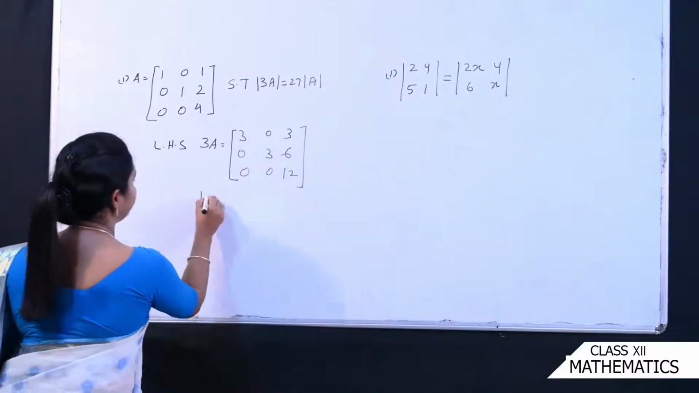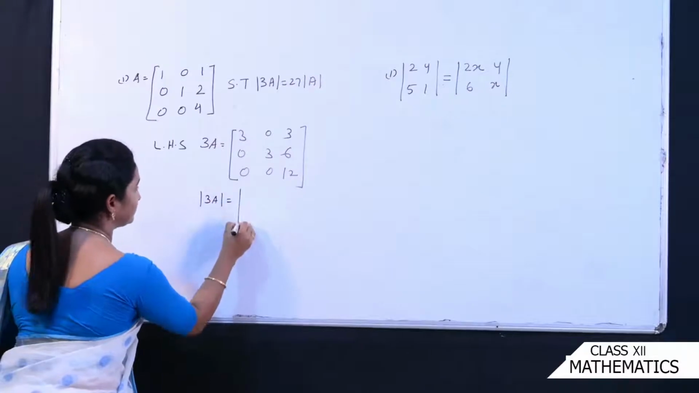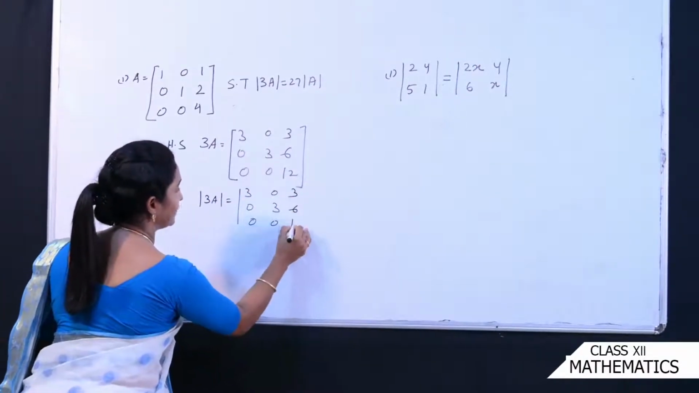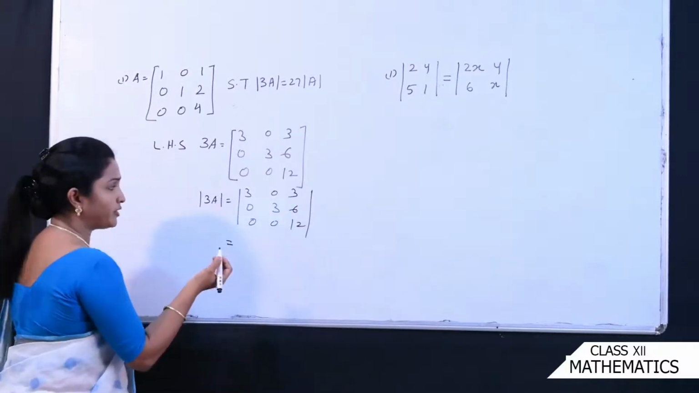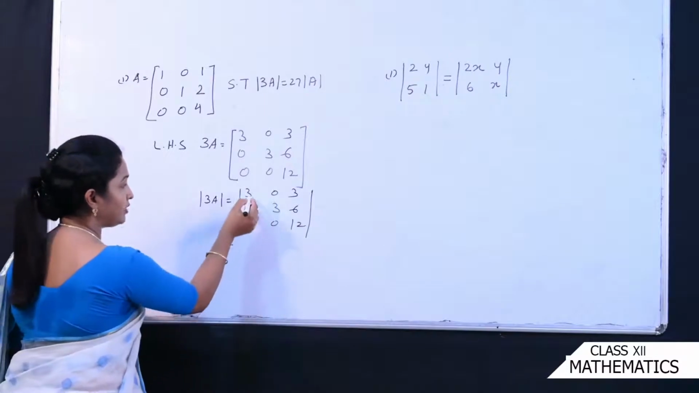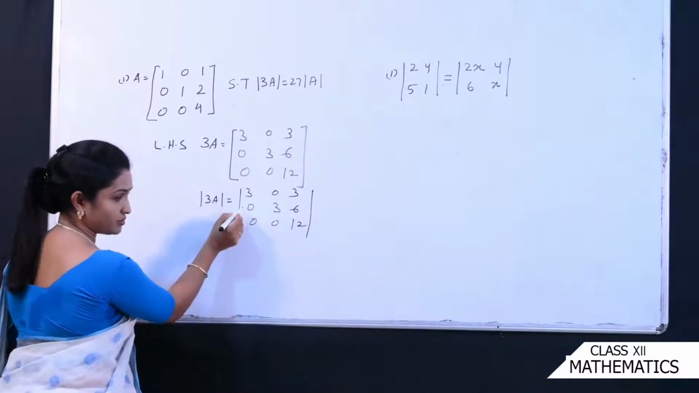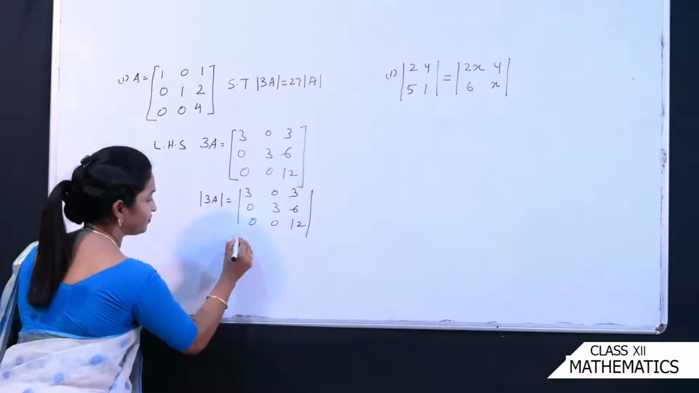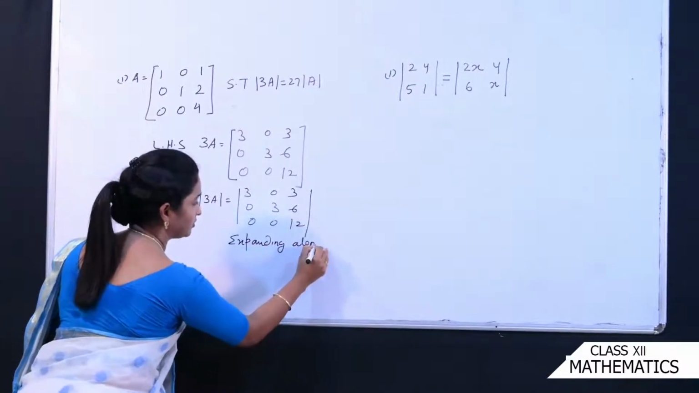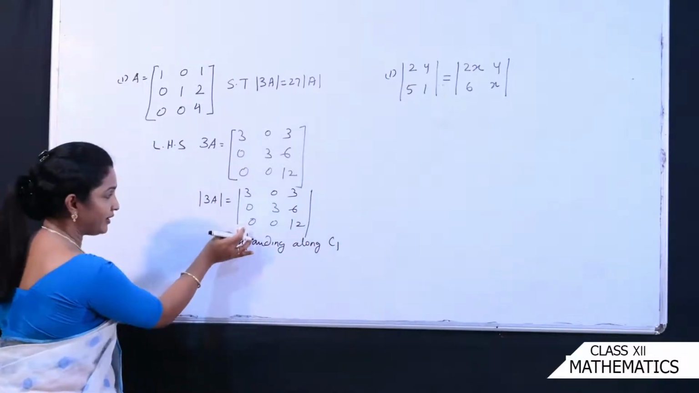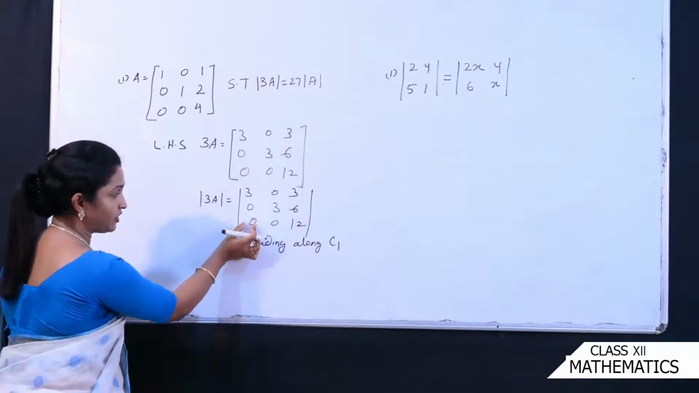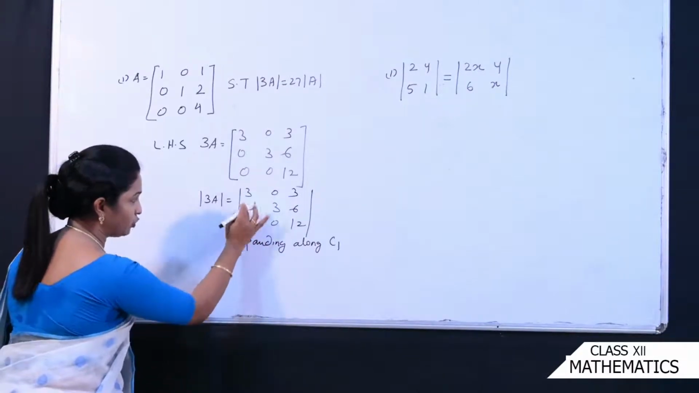When you find the determinant of 3A, that is 3 0 0 0 3 6 0 0 12, you know how to find the determinant. You'll expand along which row or which column here? See, here in the first column you have got 2 zeros. So expanding along column 1, your calculation will be better to solve, because here the number of zeros are more, so it's better that we go for column 1.